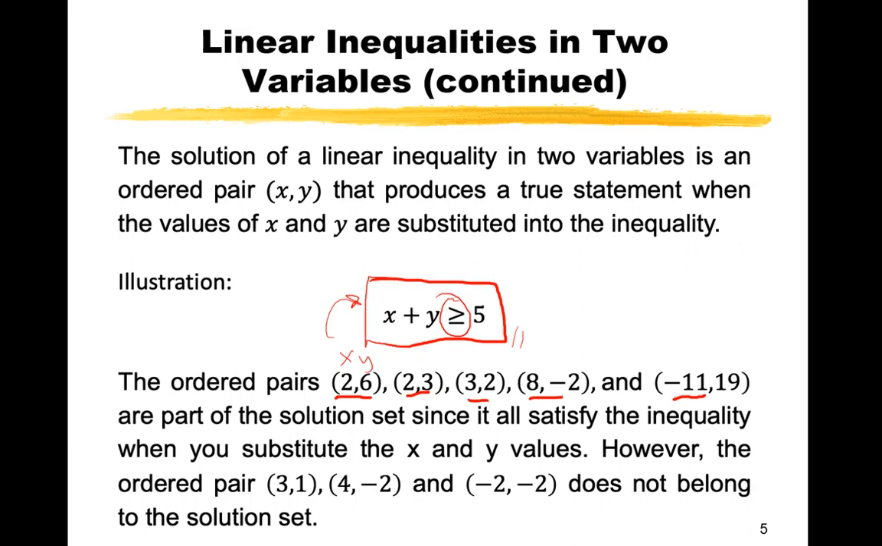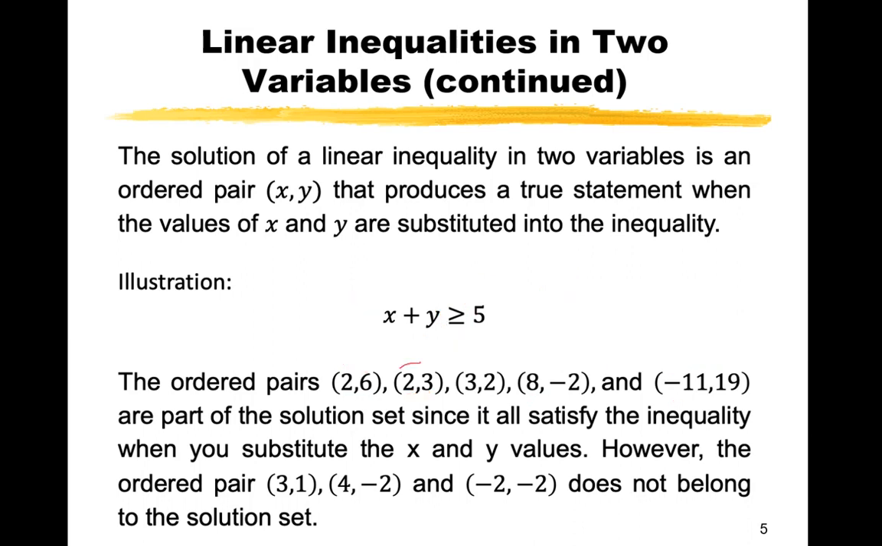So let's take a look halimbawa sa ordered pair (2, 6). Substituting the value, so 2 plus 6 greater than or equal to 5. 2 plus 6 is 8 greater than or equal to 5. Is this statement true or false? This is true because we know that 8 is always greater than 5.